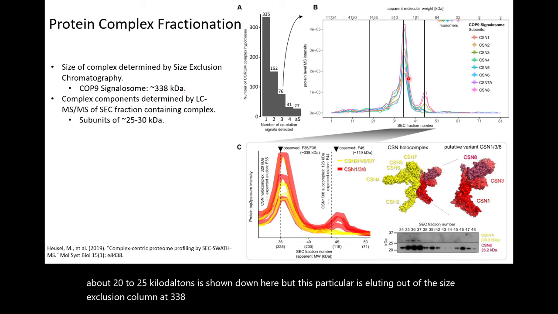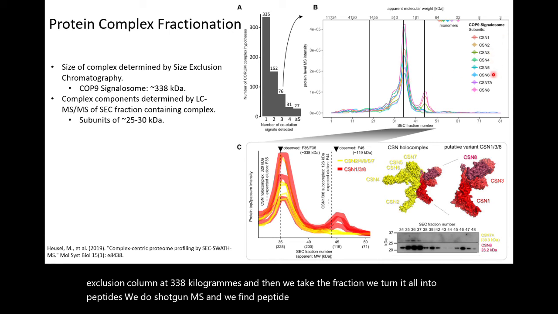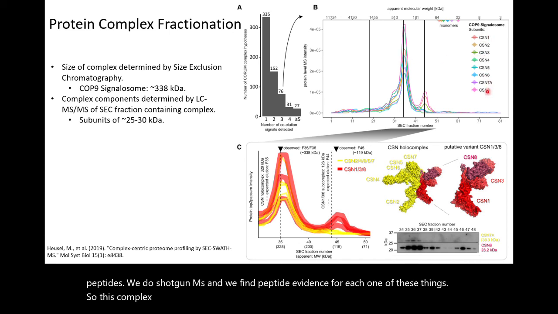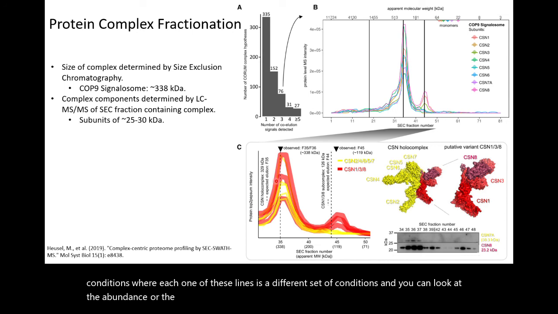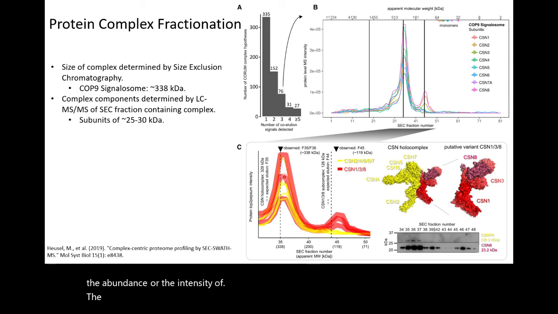And then we take the fraction, we turn it all into peptides, we do shotgun MS, and we find peptide evidence for each one of these things. So this complex is made up of each one of these things. And you can do this under different conditions, where each one of these lines is a different set of conditions. And you can look at the abundance or the intensity of the complex and work out the differences in the amount of complex between different treatments.